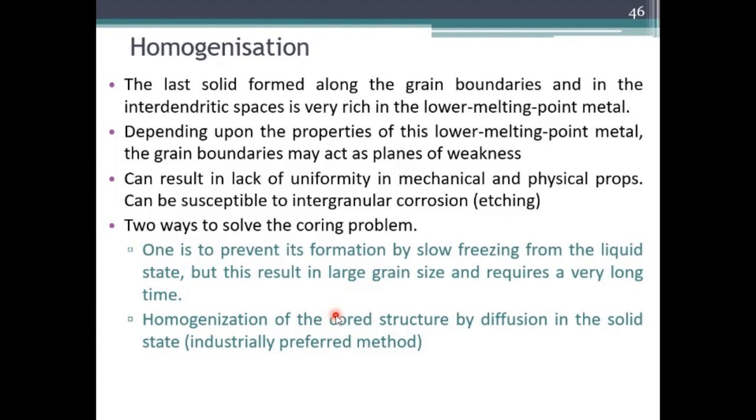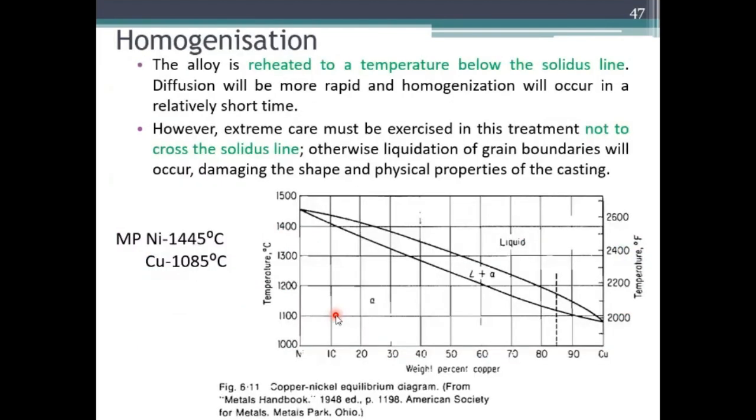Slow freezing from the liquid state. You should not do immediate cooling or a sudden cooling. Slow freezing from the liquid state will result in a larger grain size, and it will require a very long time. But homogenization is a diffusion model of solid state. It is usually industrially preferred because it will not take that much time.